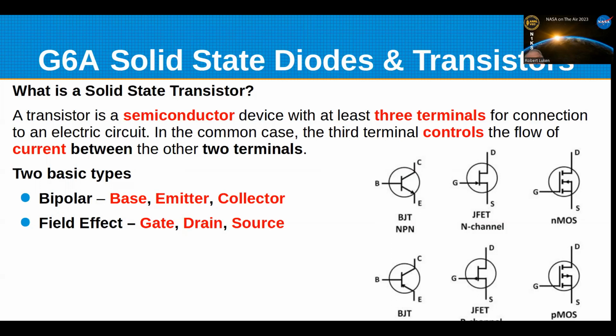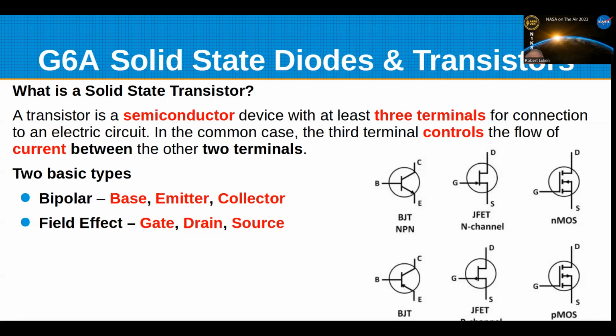In a bipolar, we call the terminals the base, the emitter, and the collector. The base is the controlling element. In the field effect, we call the 3 terminals gate, drain, and source. And in that one, the gate is the controlling element.